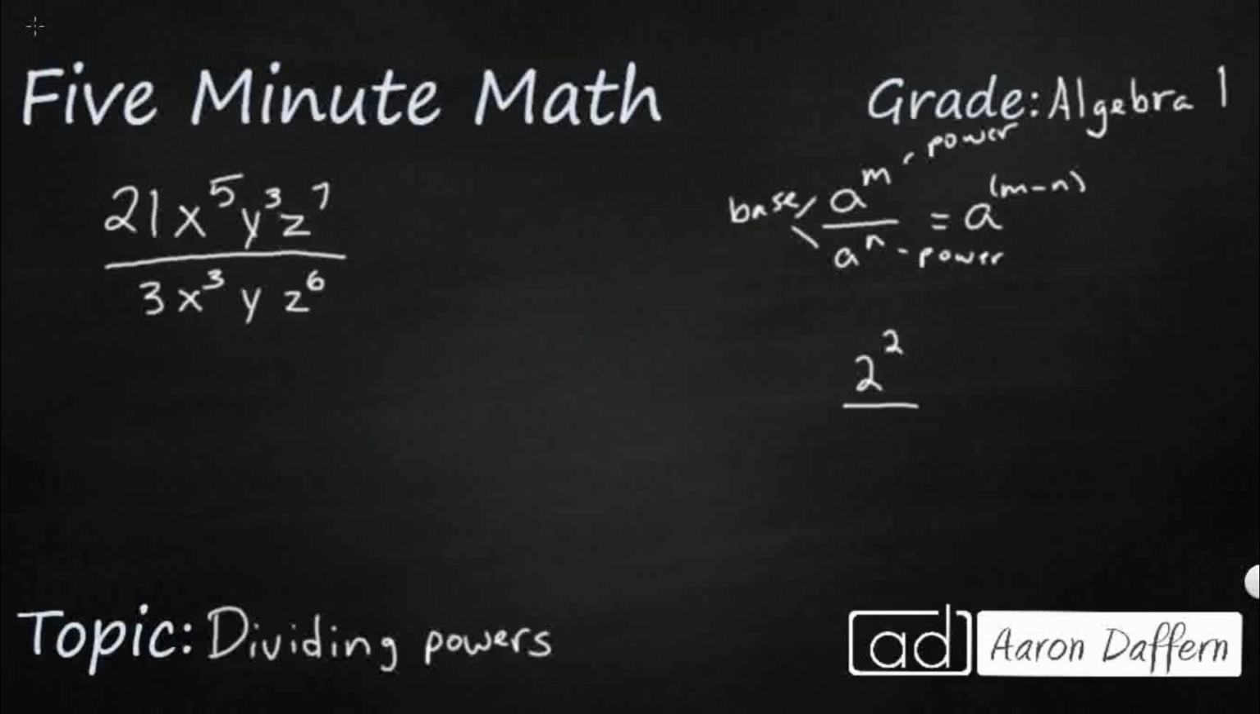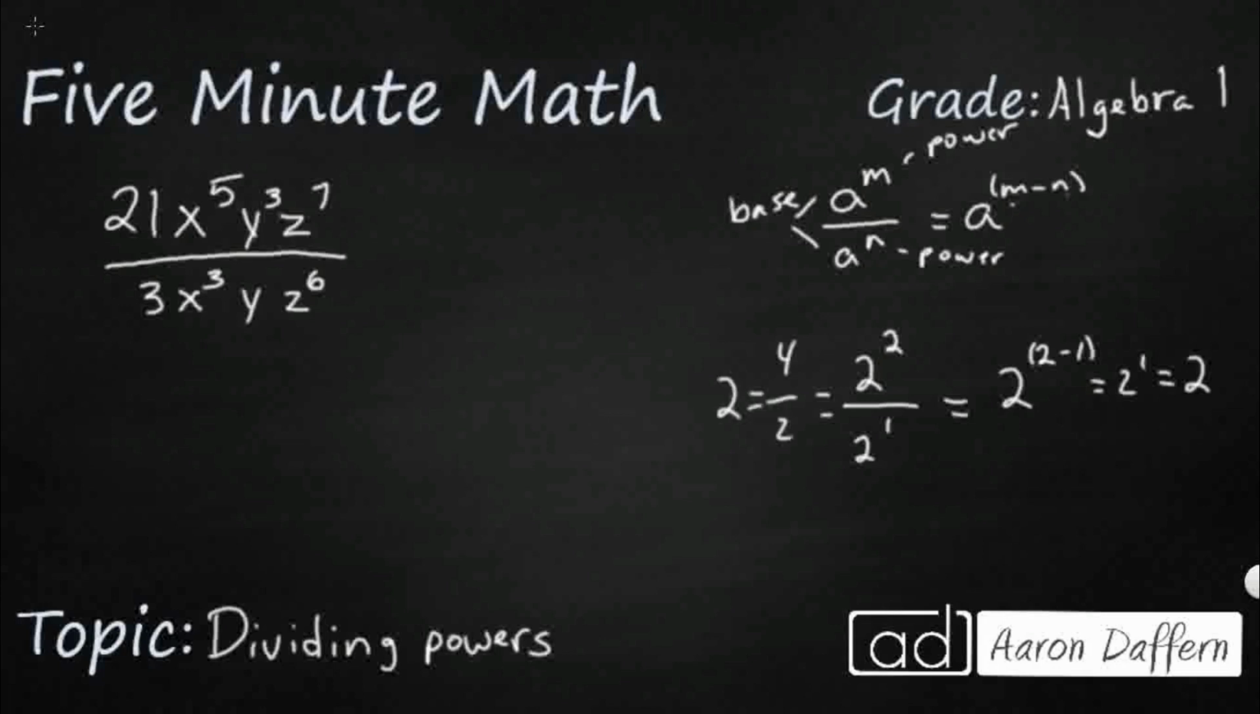So let's say 2 squared over 2 to the first. Well, we've got the same base, so I can take that base and subtract the exponents. That'd be 2 minus 1, which is 2 to the 1, which is just 2. And we know that this is just 4 over 2, which equals 2. So that's how you can subtract.